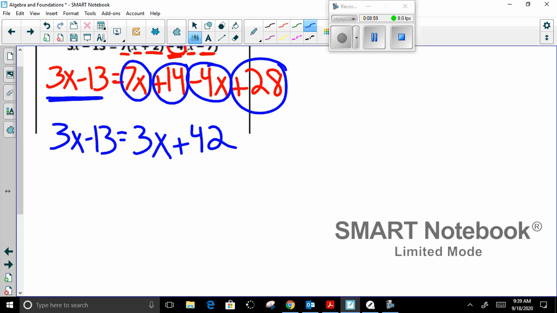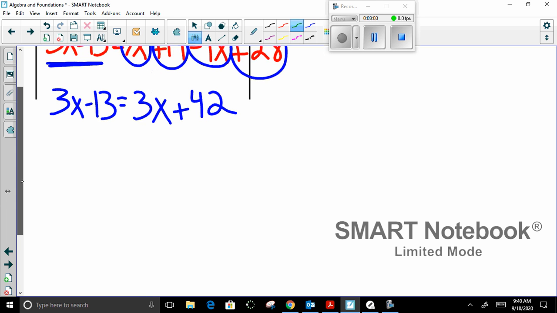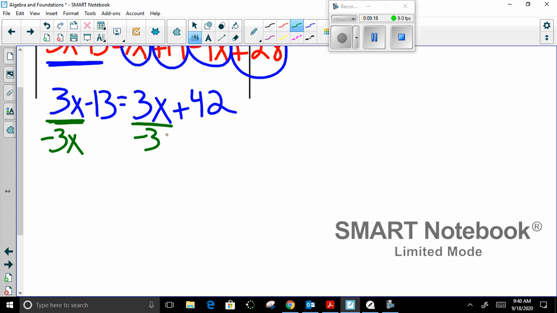Now my next step is to get your variables to one side. And rule of thumb is to usually bring the smaller to the larger. But guess what? They're exactly the same. If I bring one to the other, that's a positive 3x. I'm going to do the inverse and subtract it. What's going to happen here? Now, guys, remember, anything minus itself is 0.